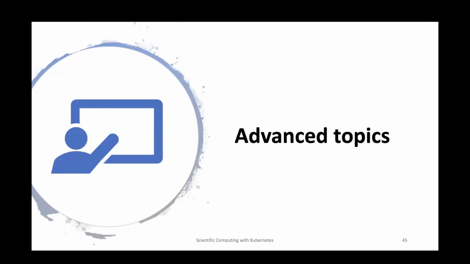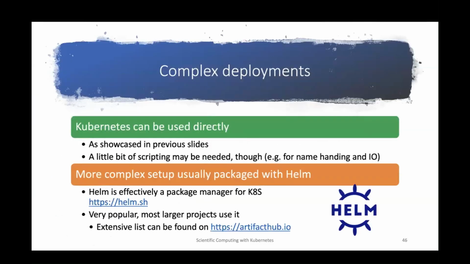Let me now go over a few advanced topics. First of all, I would like to make you consider what you do when you have something that is more than a simple batch job. You can use Kubernetes directly. We saw it before. You may need a little bit of scripting, for example, for name handling and I/O. But in general, for simple jobs, it's easy.